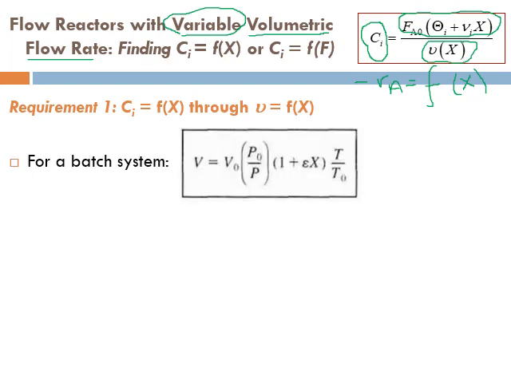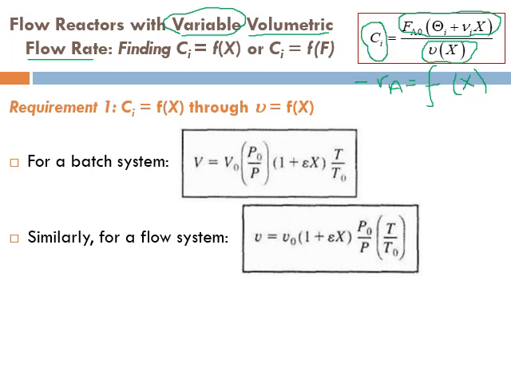And let's go back to the batch system where we derived V as a function of X. Obviously, for a flow system, we can use it to find epsilon as a function of X. Again, epsilon equals epsilon naught times three correction factors. What are these correction factors? It's the number of moles, because if the number of moles or the molar flow rate is changing, that will change the volumetric flow rate. The other correction factor is temperature, and the last one is the pressure. Remember that this equation is valid only for gases, ideal gases, to be precise.